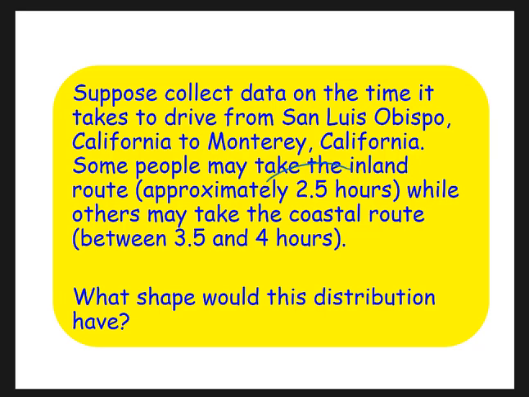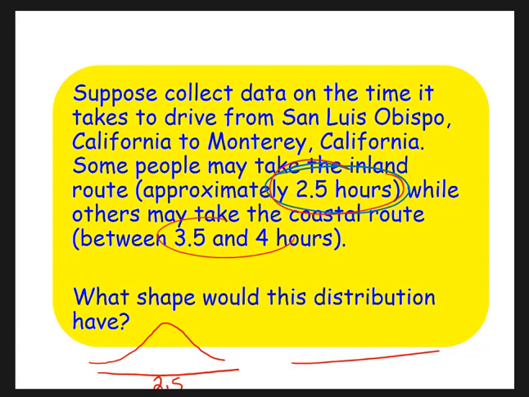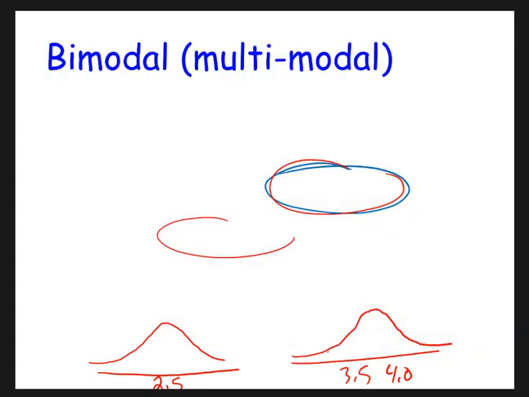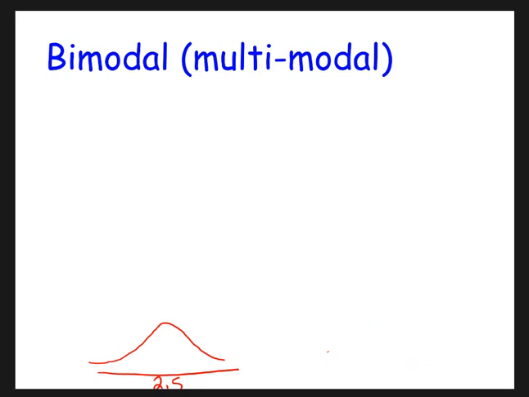Now, those that take the inland route are not going to take exactly 2.5 hours. Some will take longer, some will take less time. If we did that on a number line, 2.5 would be in the middle here, and we would have that bell shape if that was just the ones doing the 2.5 hours. If we did the ones taking that 3.5 to 4 hours, again, the average would be in that 3.5 to 4 hours, but some would take less, some would take more. If we put the two of these together, we're going to get a distribution that's bimodal.